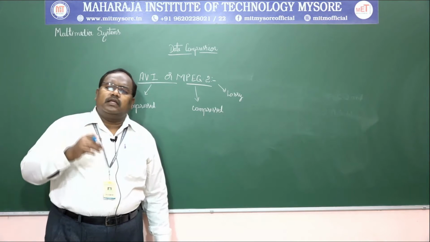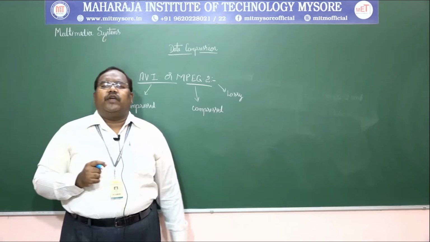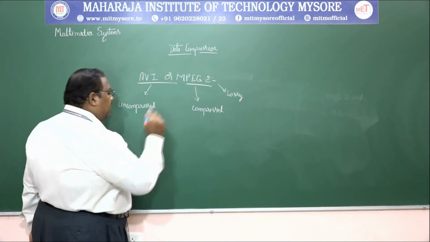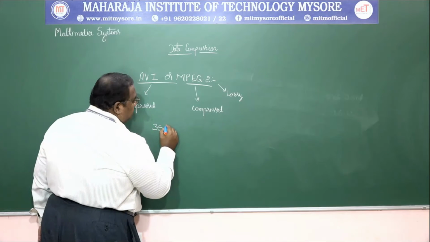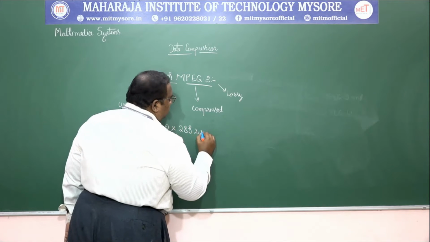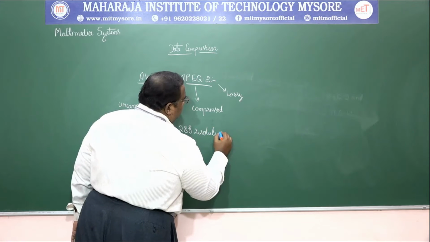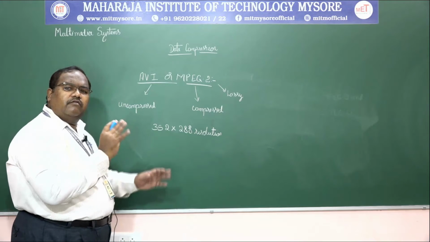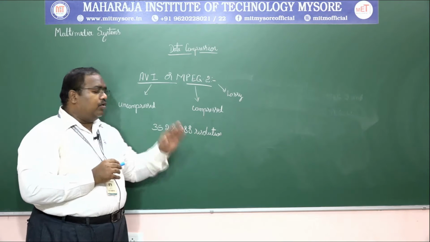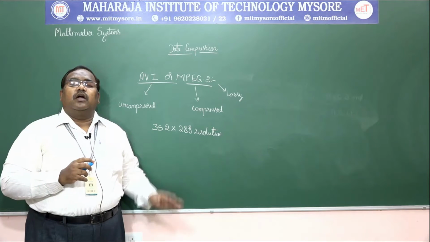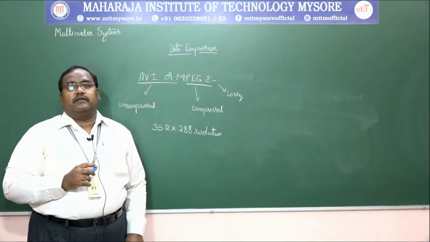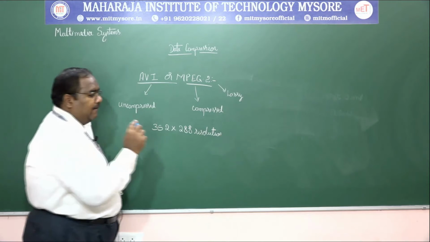Second one, a similar 1 hour video content in 352 by 288 resolution. Let us consider a video, a 1 hour video with a resolution of 352 by 288, will take almost 650 MB of space when coded in MPEG.